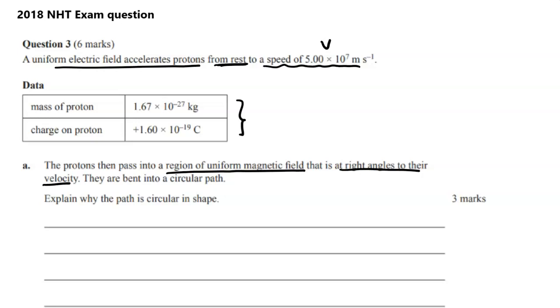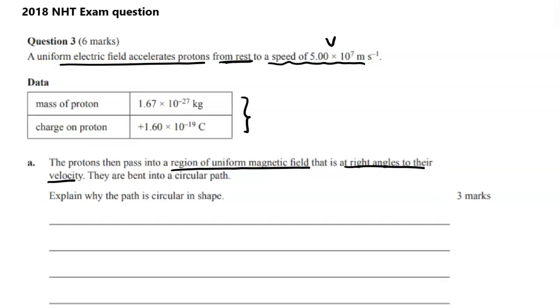We're now going to explain why the path is circular in shape. So let's answer this as concisely as possible, but really linking it to the physics principles as well. We were told in the question, the protons are passing into a region of uniform magnetic field that is at right angles to their velocity. So let's put it as V is perpendicular to B. We could be that concise.